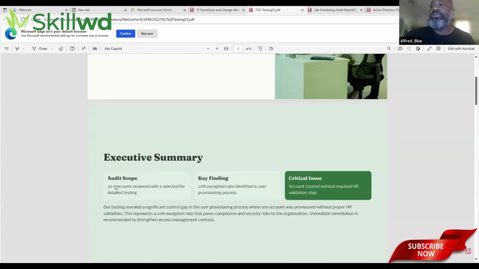So we use Gamma to generate our report. And here's our executive summary. Our scope is 30 new users with five selected for detailed testing. Our key findings were a 20% exception rate identified in the user provisioning process.